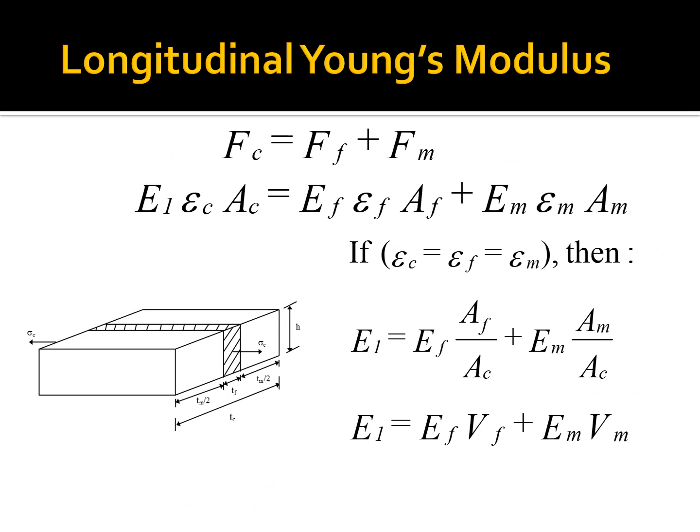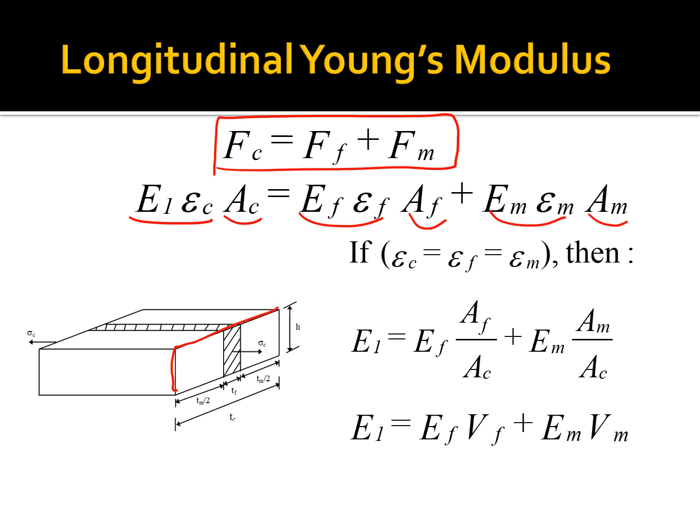This is the starting relationship: the normal force in the composite is equal to the normal force in the fiber plus the normal force in the matrix. This is the stress in the composite, this is the corresponding area in the composite, and same thing for the fiber. But when you apply a longitudinal strain to this composite, you'll find that the strains experienced by the composite, the fiber and the matrix will be the same.